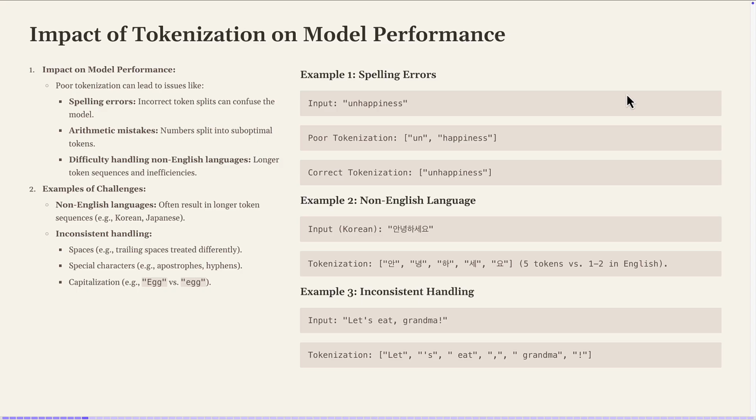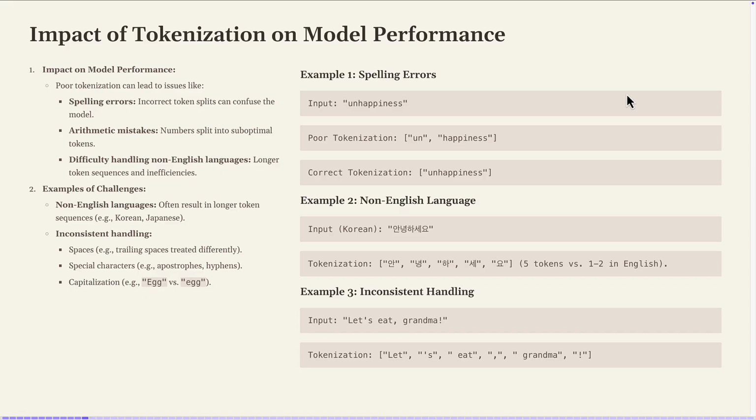Okay, so again, poor tokenization can lead to issues like spelling errors. Incorrect token splits can confuse the model, and this is something we experienced when we tried to build some initial models. It can generate something that looks correct but has several spelling errors. Of course, it can be due to text limitations or training limitations, but tokenization can also be a very important aspect that leads to poor performance.